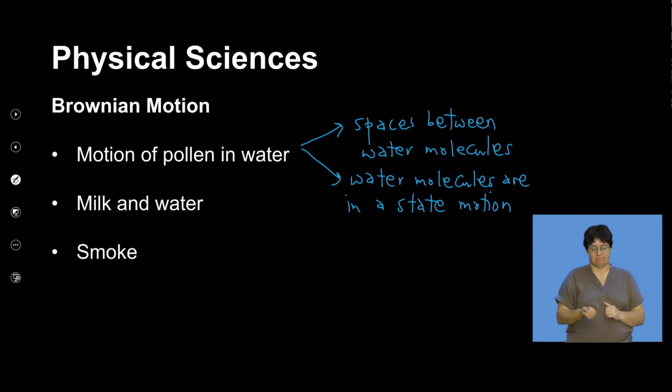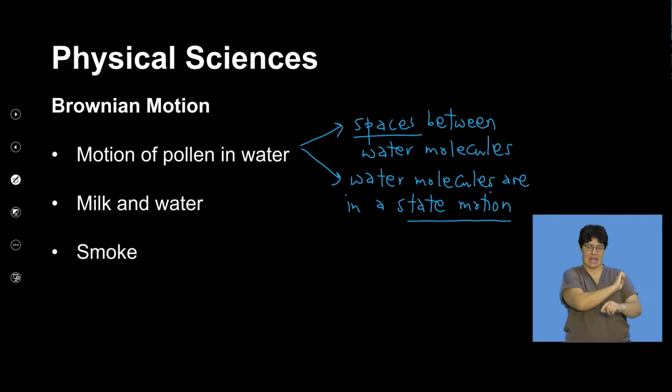If you have, let's say, a glass full of water and then you add some milk, you'd realize the movement of the milk particles through the water. So what does that suggest? It says to us that there are spaces, and again, the water molecules are in a state of what? Of motion. This is something we would collect as evidence in trying to understand the particle nature of matter with respect to the kinetic molecular theory.